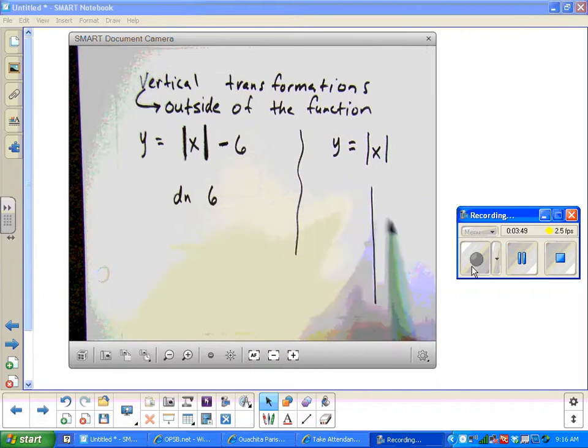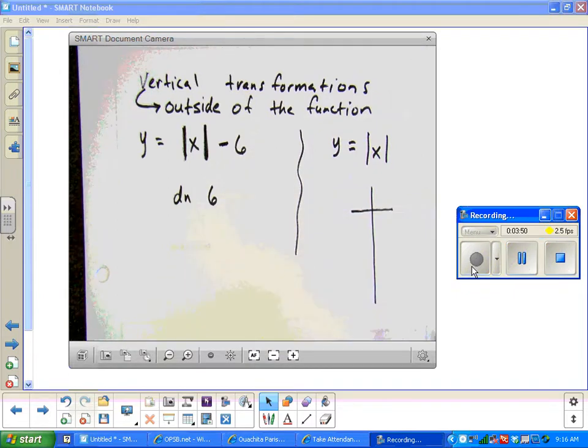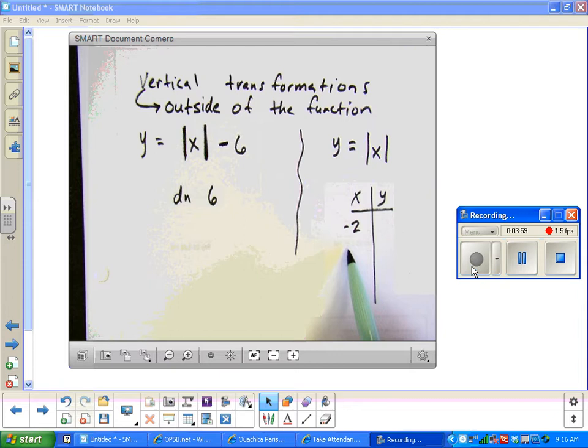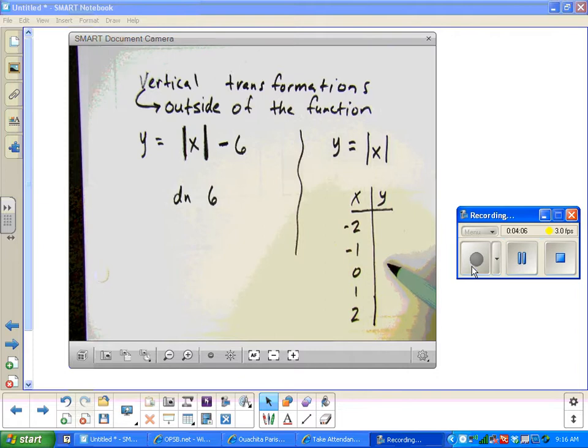Now this is where we got to know. This is why I'm giving you those quizzes here. You really need to know your parent graphs and your T-table that goes with them. So what values did we choose? Yeah, -2 to +2. And I don't have to memorize this, do I? All I have to do is look at when I plug all these in. If they're negative, it's going to make them into positive. That's going to be 2, 1, 0, 1, 2. And when I graph that, that gives me my V shape.